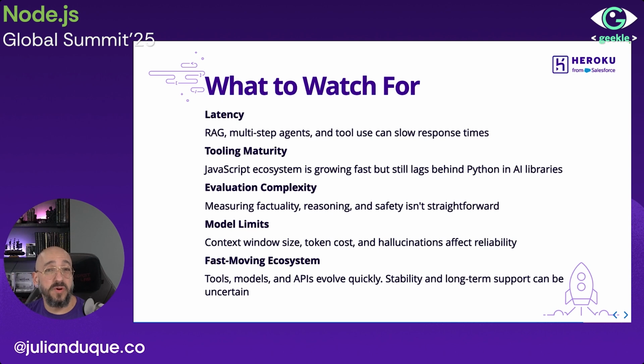There is also the problem of tooling maturity, and that's a specific problem in JavaScript. The JavaScript ecosystem is growing, as I mentioned before. There are libraries that are catching up with ecosystems like Python. But most of these AI tools, frameworks, and SDKs are being created and released for the Python ecosystem. So there are certain things that are not there yet, but the JavaScript community is getting ahead and working to have this maturity.